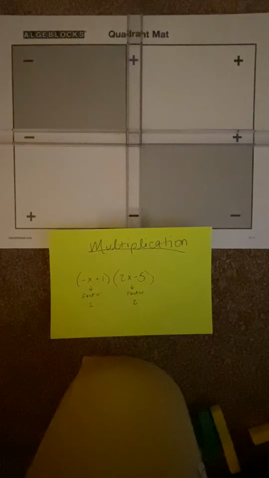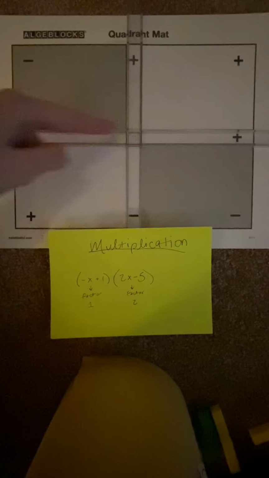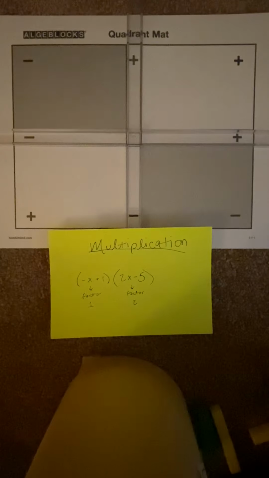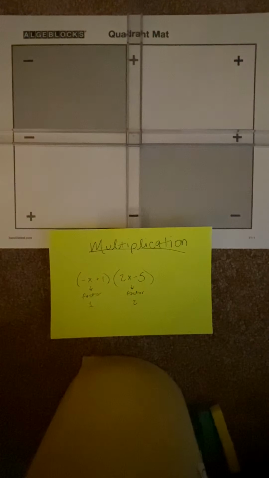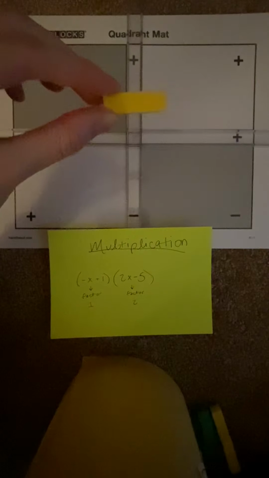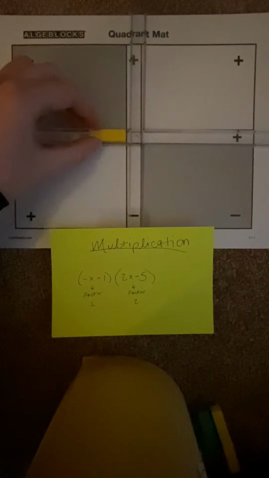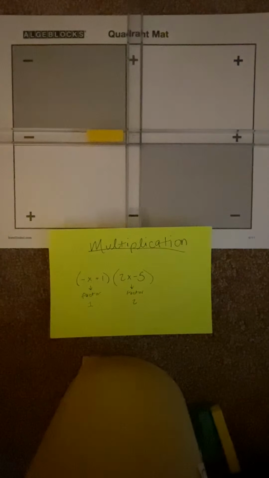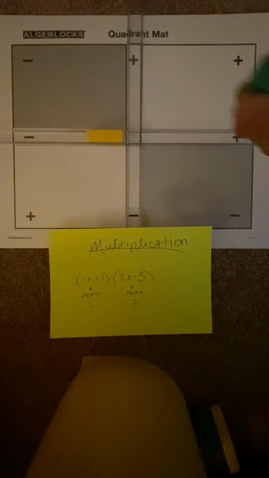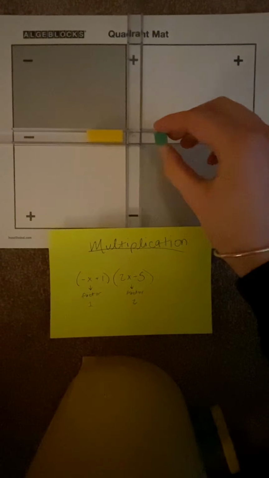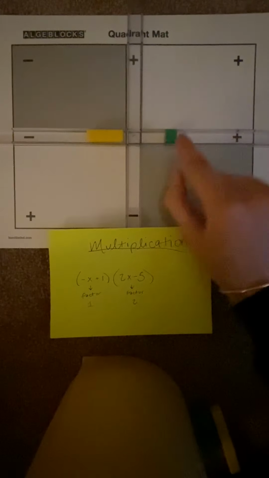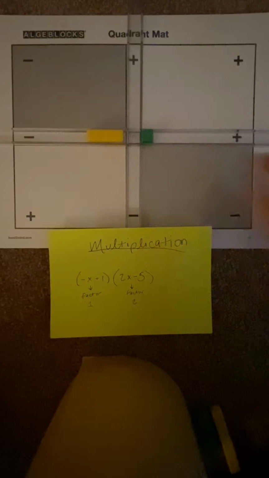So let's fill in our first factor, which is negative x plus 1. I'm going to put our first factor horizontally along the factor track. So we have negative x, and I'm going to represent our x values with the yellow blocks. I'm going to put it on the negative side horizontally because it's a negative x. And then I'm going to represent our single values using the little green cubes. I'm just going to put this 1 along the positive side horizontally.